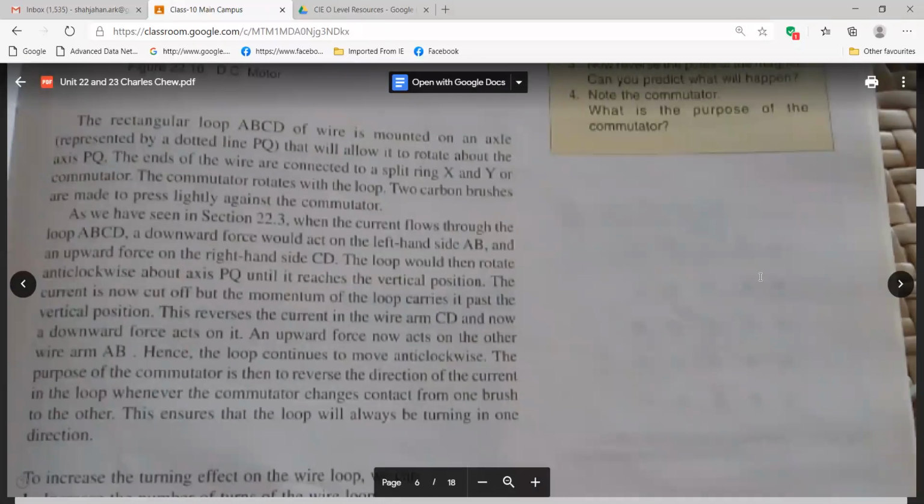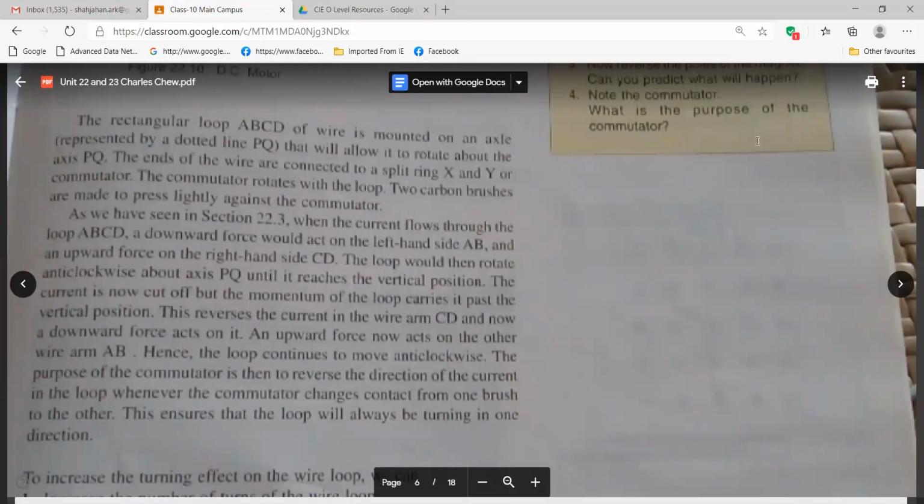The current is now cut off, but the momentum of the loop carries it past the vertical position. This reverses the current in the wire arm CD, and now a downward force acts on it. An upward force now acts on the other wire arm AB. Hence, the loop continues to move anti-clockwise. The purpose of the commutator is then to reverse the direction of the current in the loop wherever the commutator changes contact from one brush to the other. This ensures that the loop will always be turning in one direction.